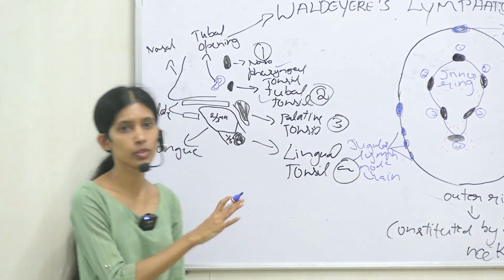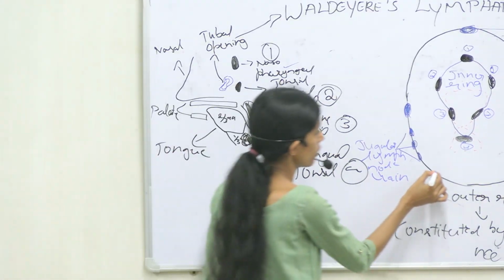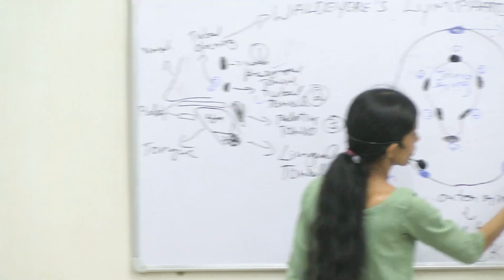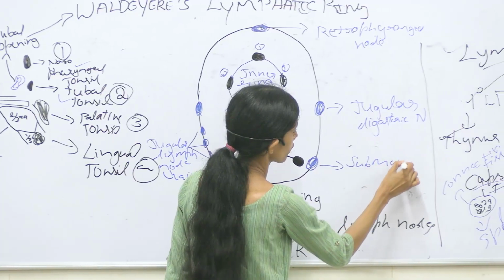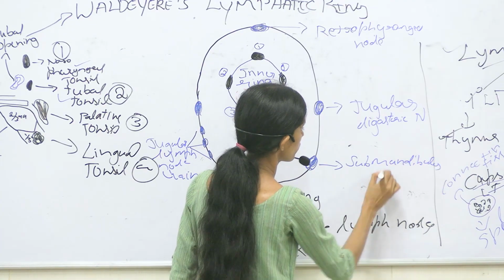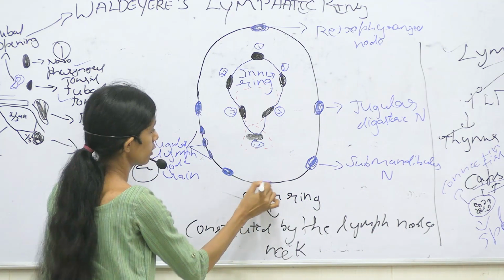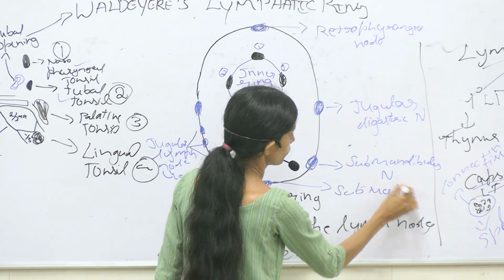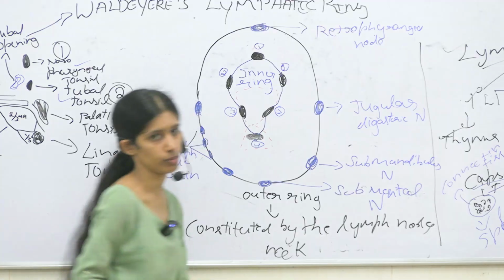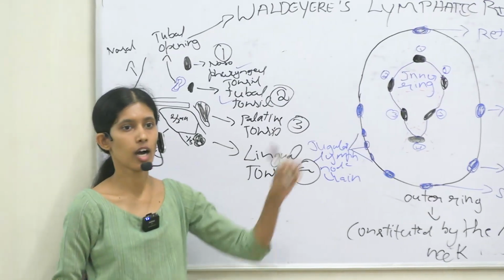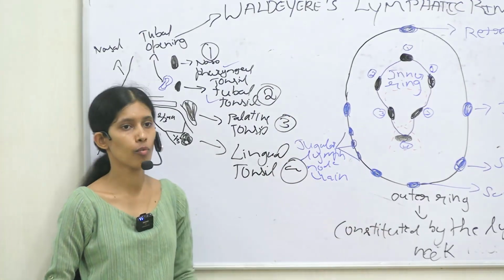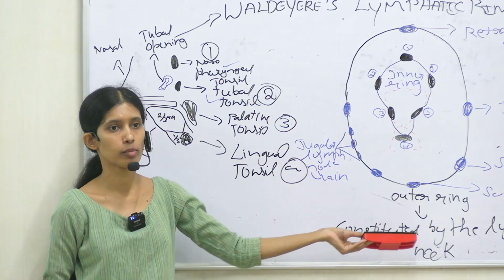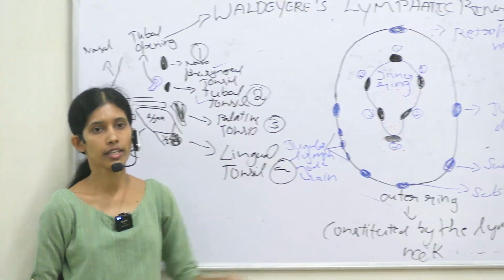Okay. Below this lymph chain we have the submandibular node, and in the center we have the submental node. Okay. This is the outer ring picture of your Waldeyer's lymphatic ring. So your outer ring is constituted by the lymph nodes present in your neck region.